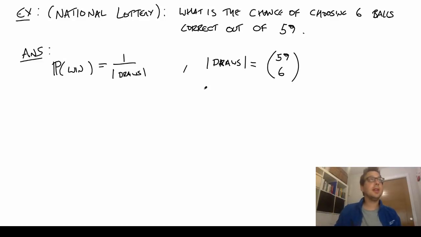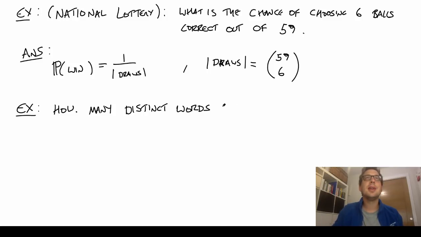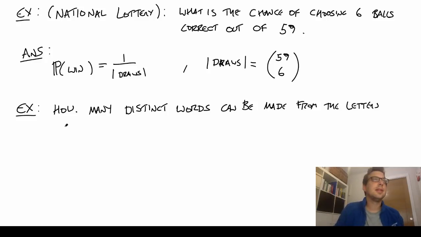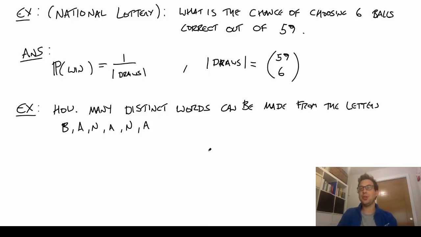Alright, okay, so let's do a different one. Here's a kind of typical sort of example sheet quick exercise question. So how many distinct words can be made from the letters B, A, N, A, N, A. Okay, so we take the word banana, and how many other distinct words can we make? And I don't mean word like it's in the English dictionary, I just mean a combination of the letters that isn't repeated. Okay, so how do we answer that?